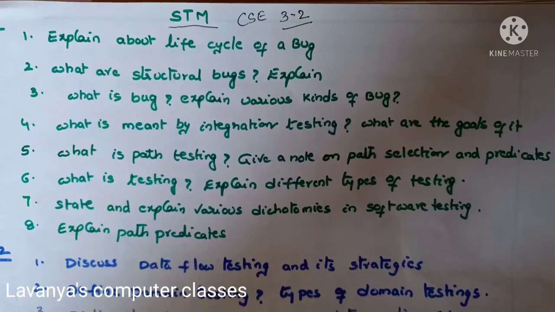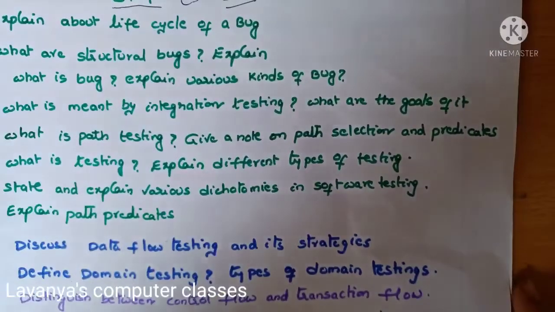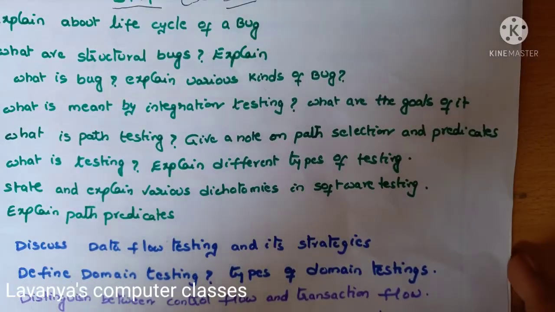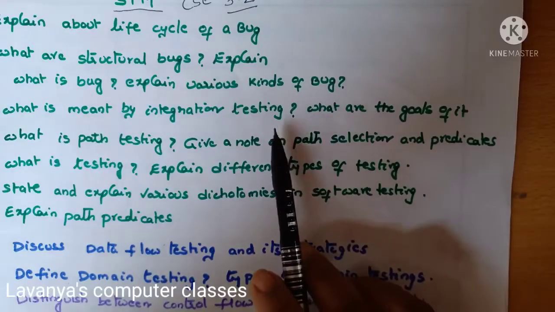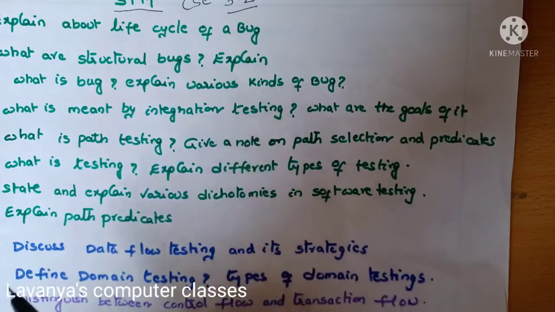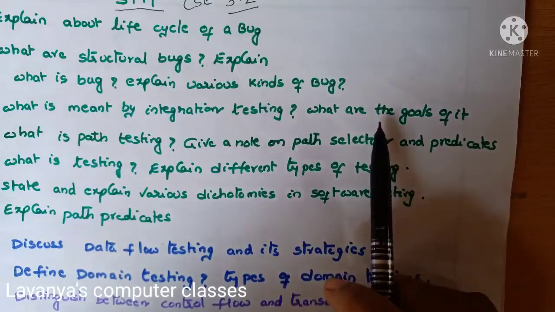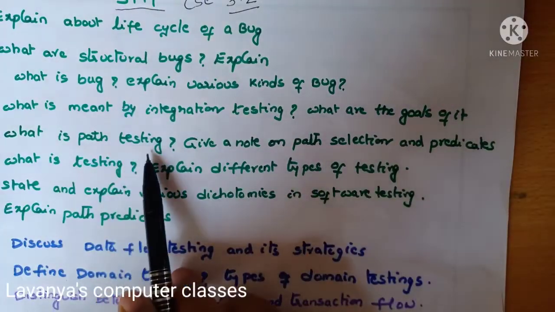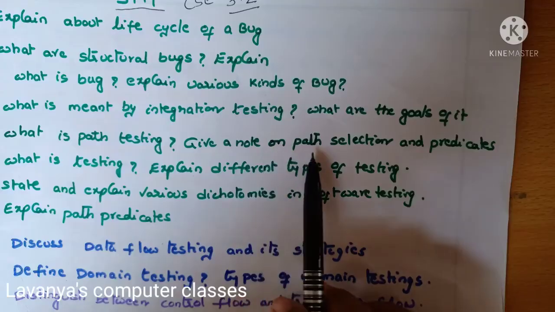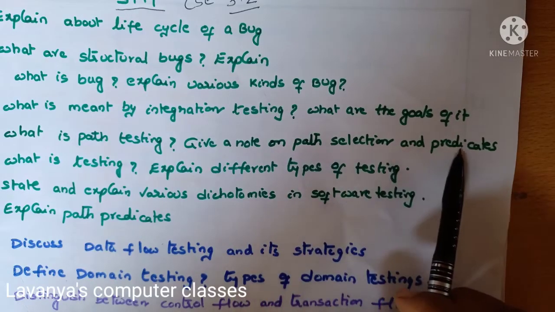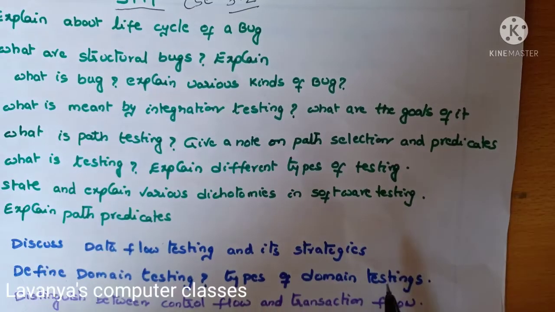Next, testings. What is meant by integration testing and what are the goals of it? So why are you using the testing? What is the integration testing? Different types of testings are there. In this, what is the integration testing? What are the goals of it? Next, what is path testing? Give a note on path selection and predicates. This is also an important question.